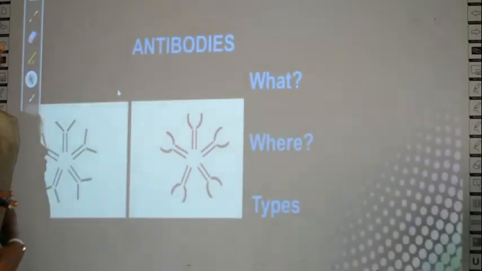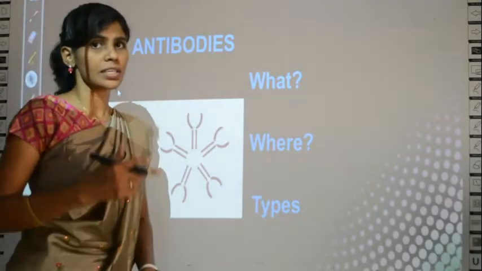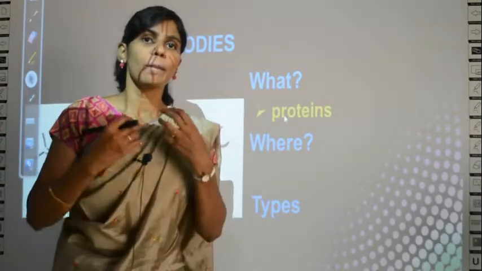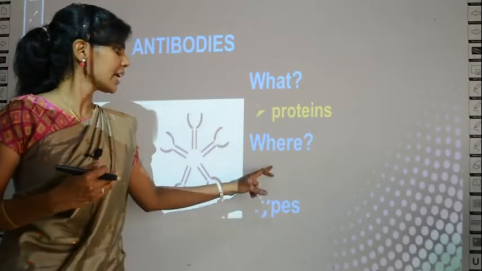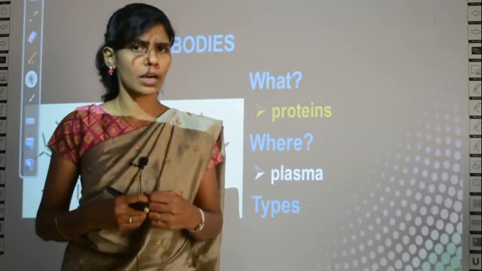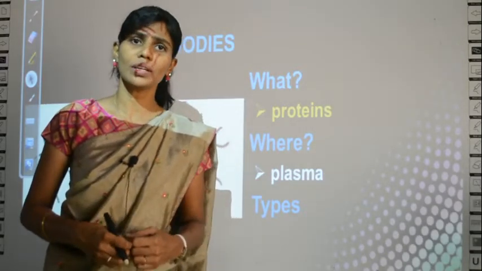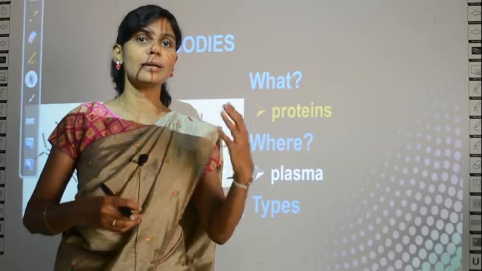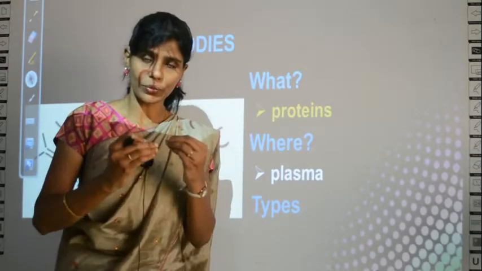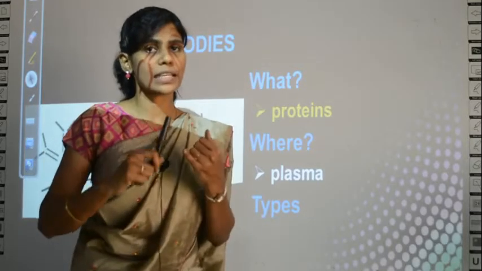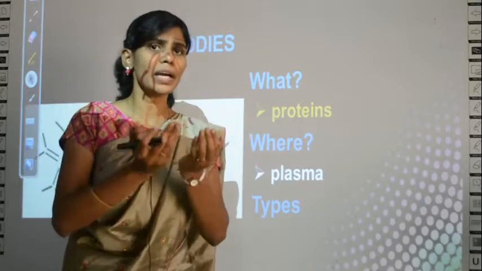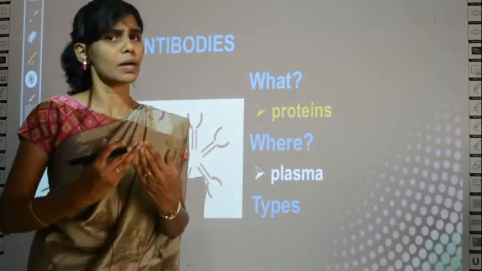This is about antigens. What about antibodies? Antibodies are again proteins. Where can you find antibodies? You can find antibodies in the plasma. What is plasma? Have you heard this word? We have already studied in the earlier part of this lesson about plasma. What is plasma? See, when you remove the blood cells, say for example red blood cells, white blood cells, all, from the blood, the remaining fluid is called plasma.